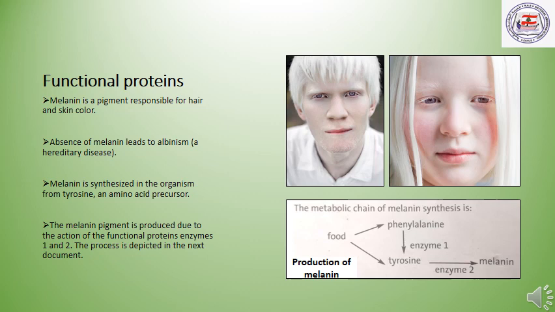Phenylalanine is supposed to be transformed into tyrosine amino acid by the action of enzyme 1, and tyrosine by itself is supposed to transform into the melanin pigment by the action of enzyme 2. So any abnormality at the level of the gene that is responsible for coding for enzymes 1 and 2 can lead to an abnormality in the transformation of the amino acids into melanin pigment, which can lead to its absence and therefore shows the abnormal phenotype, albino phenotype.